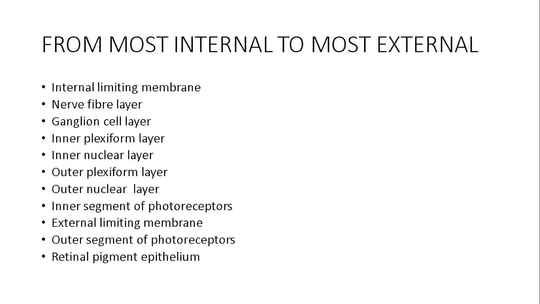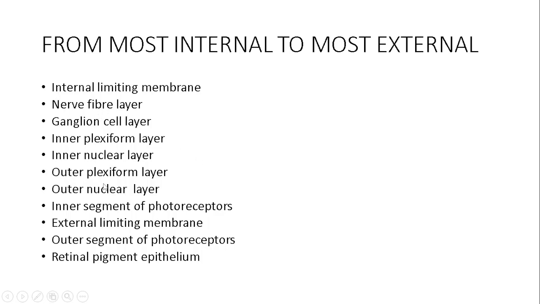Good morning, students. Today we come to learn about the layers of the retina, which is the most important image-capturing structure within the eyeball. Remember that these are the layers of the retina from most internal to most external: internal limiting membrane, followed by nerve fiber layer, ganglion cell layer, inner plexiform layer, inner nuclear layer, outer plexiform layer, outer nuclear layer, inner segment of photoreceptors, external limiting membrane, outer segment of photoreceptors, and then retinal pigment epithelium, which is the last but not the least layer.